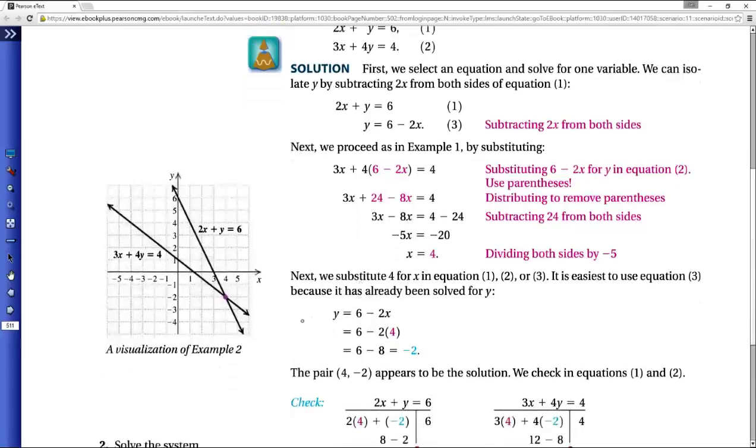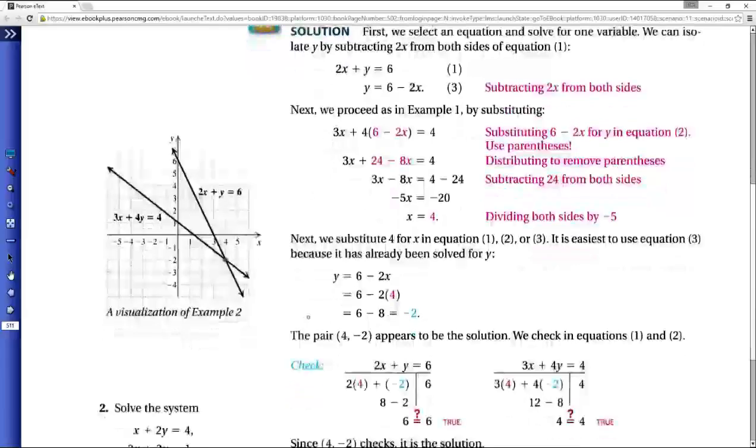Well, to find out the other one, I go back to one of the equations. They say substitute 4 into equation 1, 2, or 3. Well, 3 I would caution would probably not be a good one to substitute back into, because we manipulated that. I would rather go back to the originals, but they do that here, which could save some time. And we end up putting 4 in for x.